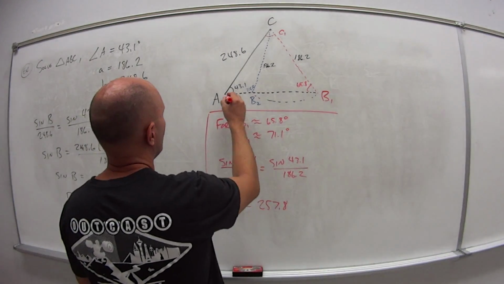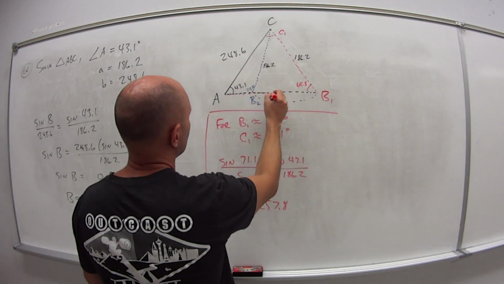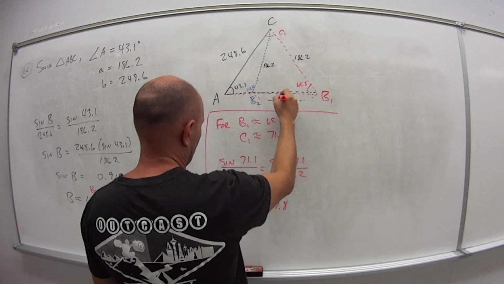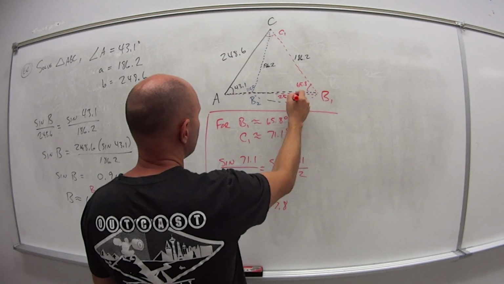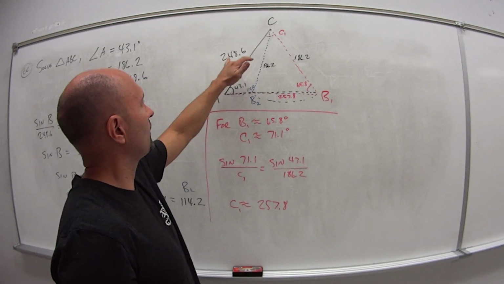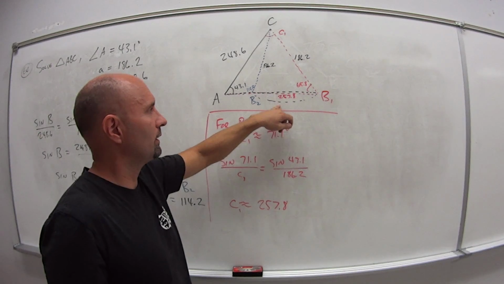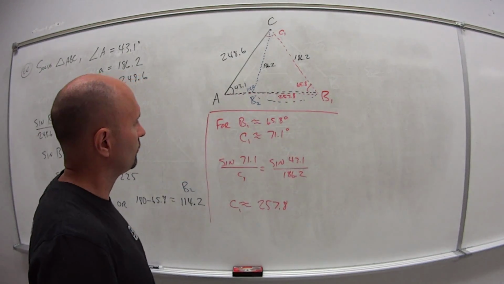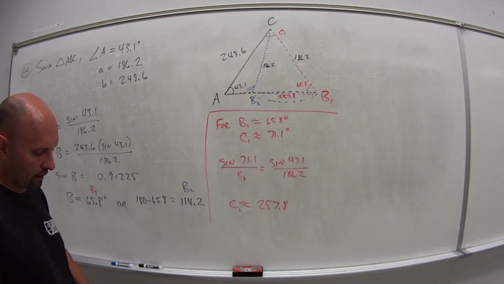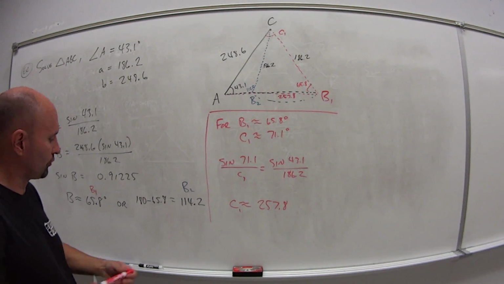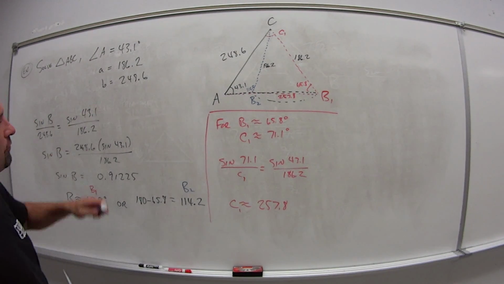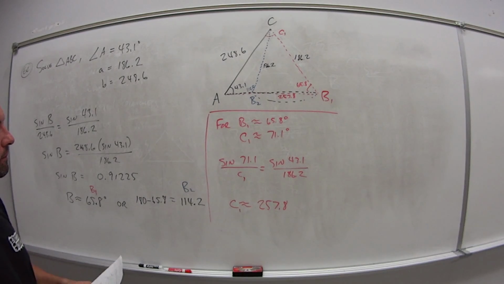If this whole long line here, the red, was 257.8, well, the two smaller sides are 248 and 186, which if we add them together is clearly bigger than 257. So for case 1, that works out all right. So that's one possible triangle given the information we got at the start of the problem.